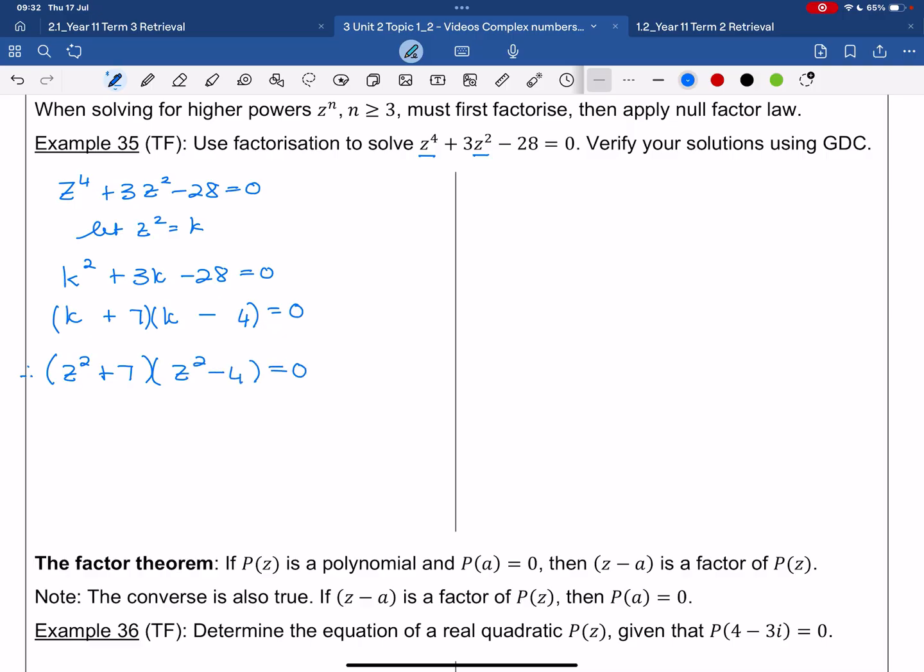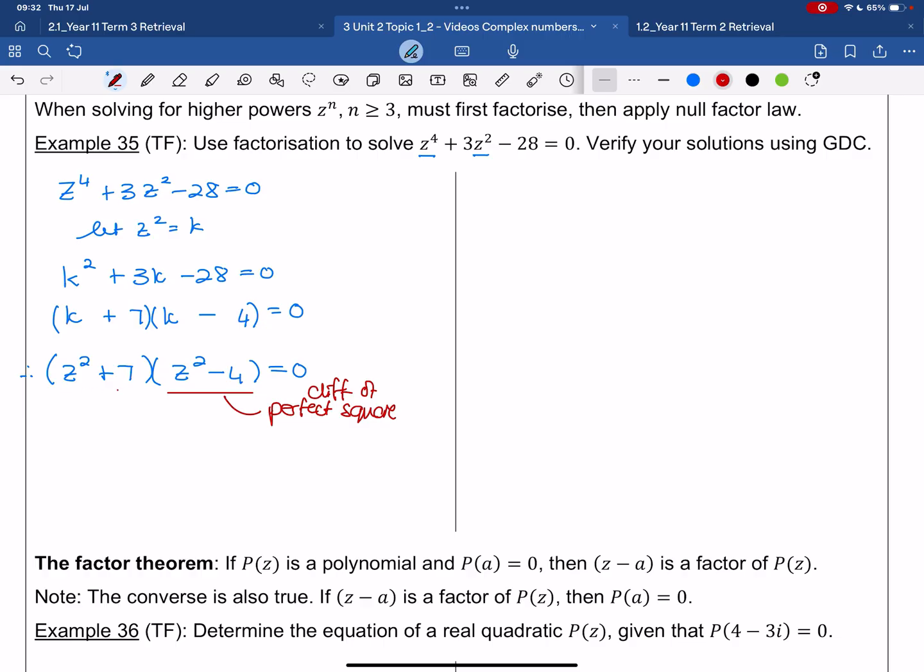Now, I want you to notice something. This z squared minus 4 is already a perfect square, or a difference of perfect square. Okay, so that's z plus 2, z minus 2. I can get that factorized.